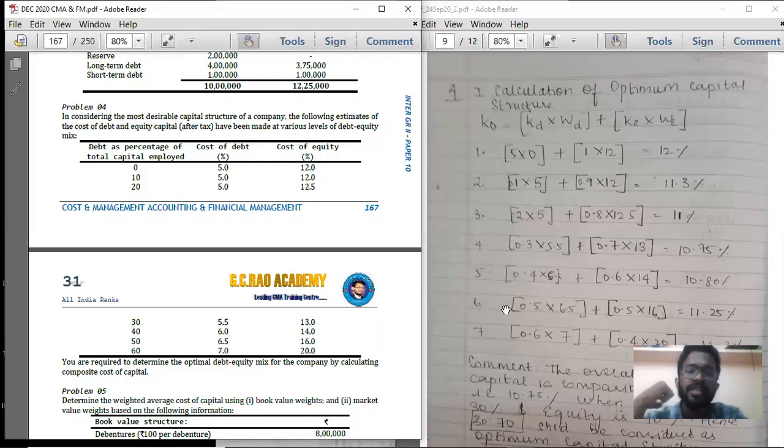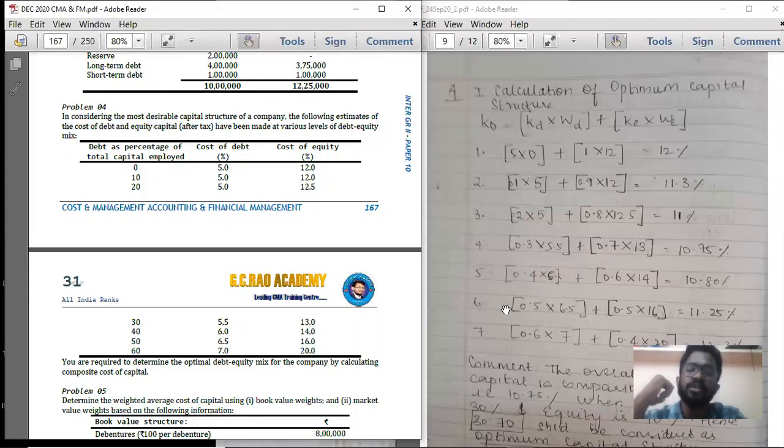Below that, record the formula which we studied for calculating the overall cost of capital using the weights: cost of debt into weight of debt plus cost of equity into weight of equity. That is the overall cost of capital formula. So below that record, KO is equal to, open a bracket, KD into WD.